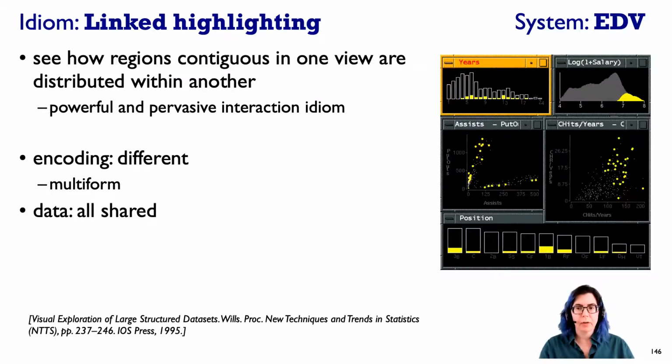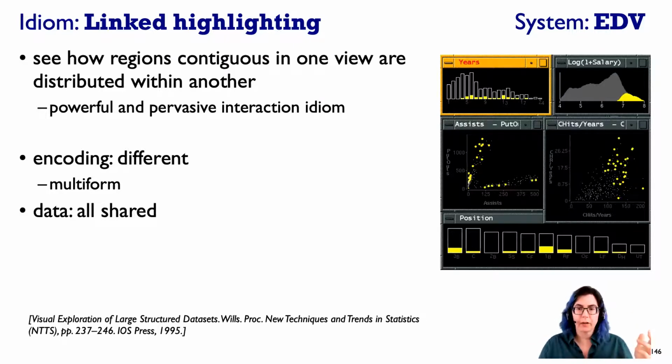So here's an early example from the EDV system where we're looking at baseball statistics using multiple different kinds of visual encoding. So it's a multi-form approach. The data is completely shared. Every view shows all of the data. And we're actually typically seeing different attributes across the views. So what have we got? There's a salary plot in the upper right-hand corner. We've selected the high-paid people, and we're seeing how they are distributed in the other views.